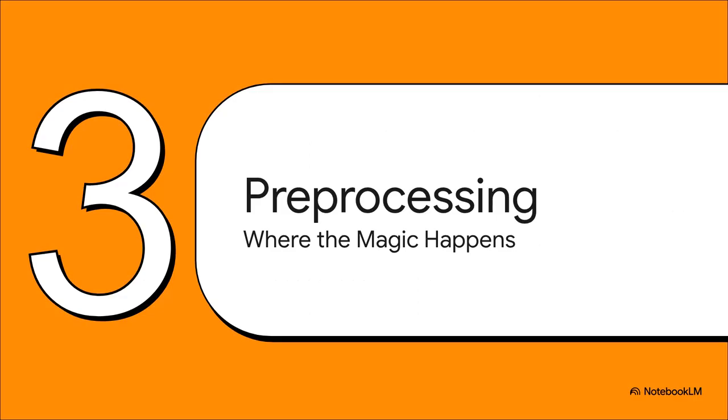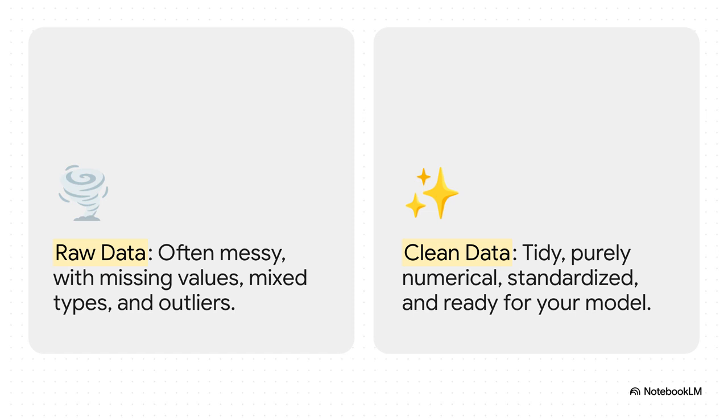All right, let's zoom in on that all-important second step, pre-processing. This is where, to steal that phrase from Andrew Ng again, the real magic happens. The whole goal here is to get our data into a shape that the learning algorithms can actually work with. So, our mission, should we choose to accept it, is to turn chaos into order. Raw data is usually a total mess. You've got missing values, mixed up data types like text and numbers all jumbled together, weird outliers. It's just messy. Our job is to clean all that up and create a tidy, purely numerical, standardized data set that our model can finally understand.